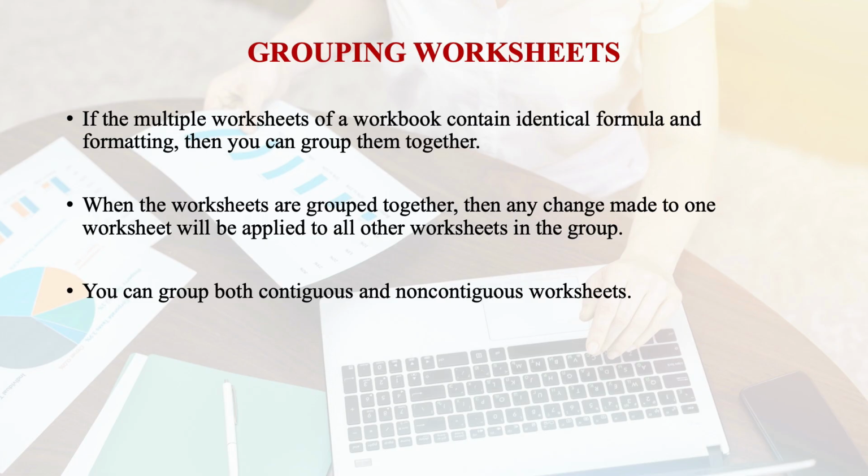Grouping of worksheets can be contiguous or non-contiguous. That means you can select, say, sheet 1 to 10 all together and group them. That is contiguous grouping. For non-contiguous grouping, you want to reflect the correction in, say, sheet 1, sheet 3, sheet 4 and sheet 7 only. Then you can select them specifically and group them all together.